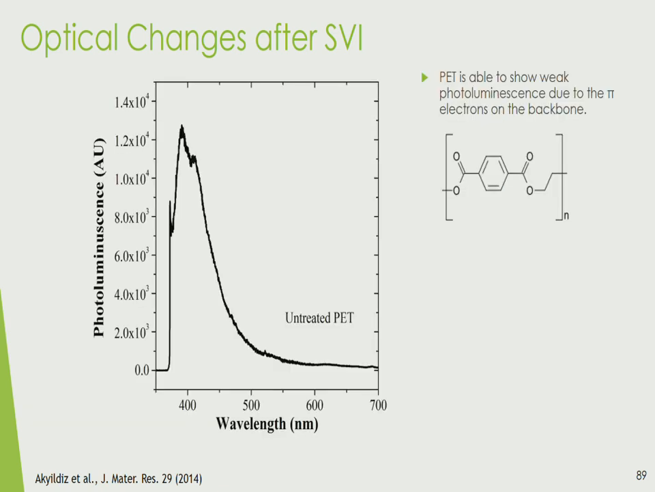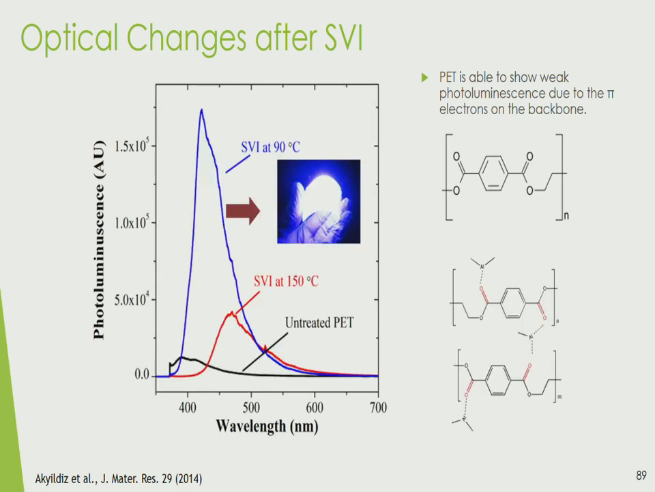From an optical change standpoint, again, this is PET. It's actually interesting. PET, because of the pi electrons in the backbone, has a small photoluminescence to it. So here's the photoluminescence spectra as you change the wavelength of untreated PET. This is what happens when you do your infiltration and reaction into the material.